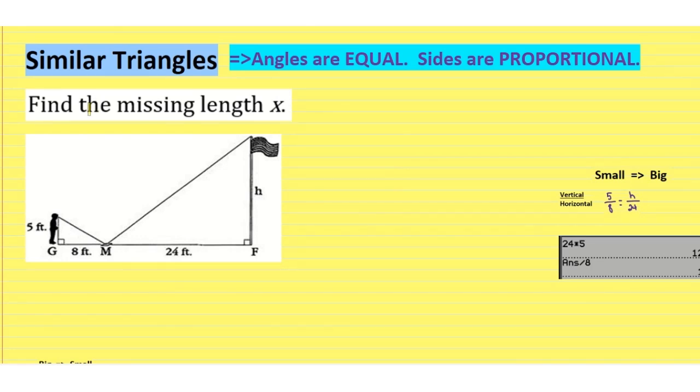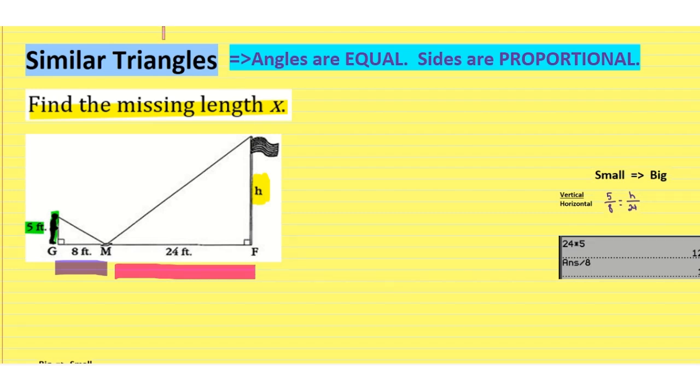Okay. So we've got these two sets of triangles. It says find the missing length x. Technically, they're calling it h, which is the height of this flagpole. But we've got two triangles created. We've got a man standing over here, and this man is 5 feet tall. We do not know the height of the flagpole, but we do know the length of their shadows. The man has an 8-foot shadow, and the flagpole has a 24-foot shadow.